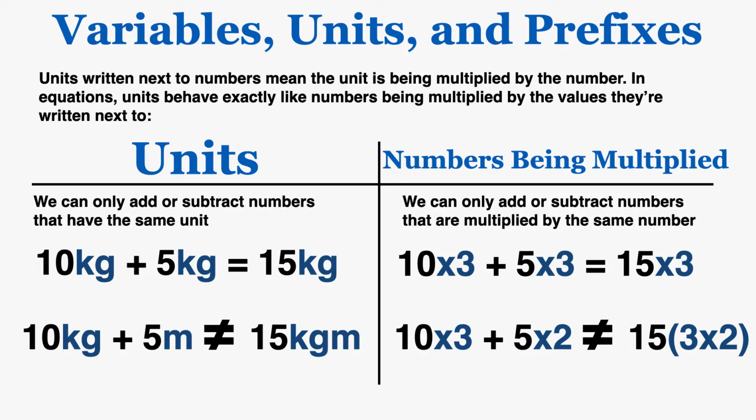We can only add or subtract numbers that have the same unit. So 10 kilograms plus 5 kilograms is equal to 15 kilograms, and that makes sense. But 10 kilograms plus 5 meters is not equal to 15 kilogram meters. There's actually no answer to that problem. And in the same way, we can only add or subtract numbers that are multiplied by the same number. So if I add 10 times 3 plus 5 times 3, I know that that's equal to 15 times 3. But if I wanted to calculate 10 times 3 plus 5 times 2, that would not be equal to 15 times 3 times 2. It would equal a different value. So you can only add or subtract numbers that have the same unit.